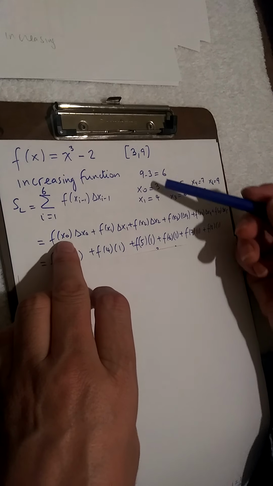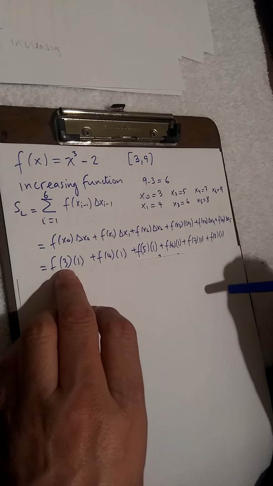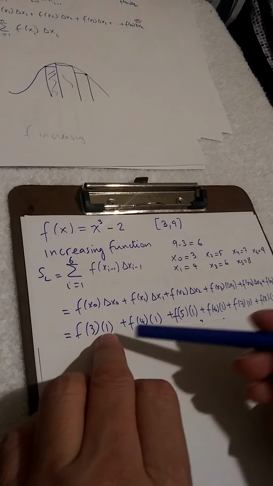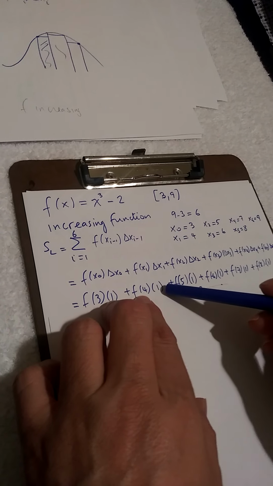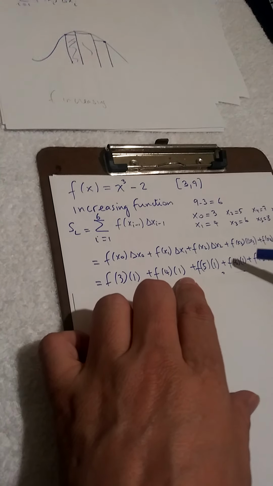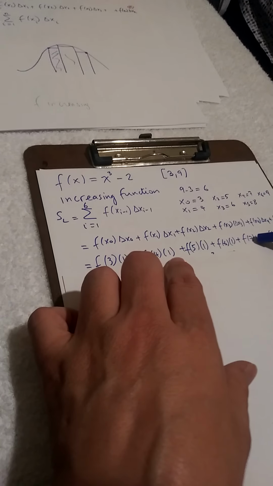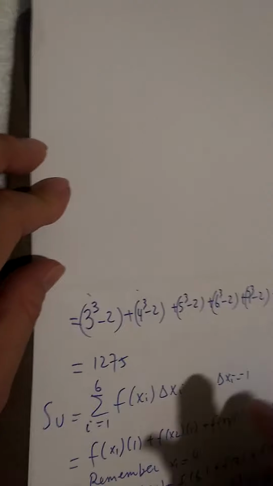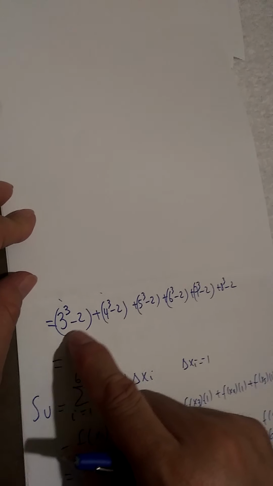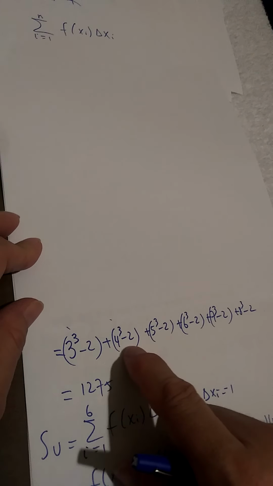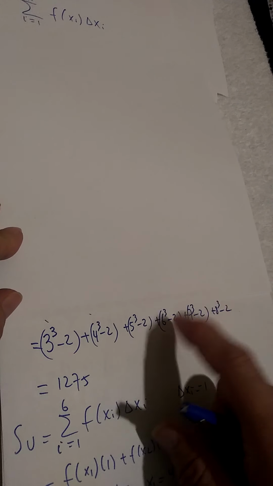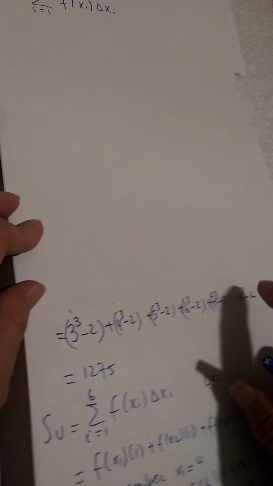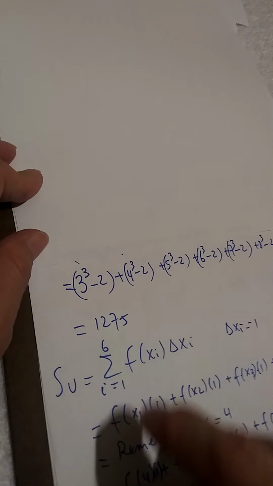F of x0, x0 is 3, so it's f of 3 times, I'm just going to write 1 for delta x, plus f of 4 times 1, plus f of 5 times 1, plus f of 6 times 1, plus f of 7 times 1, plus f of 8 times 1. So that'll be 3 cubed minus 2, plus 4 cubed minus 2, plus 5 cubed minus 2, plus 6 cubed minus 2, plus 7 cubed minus 2, plus 8 cubed minus 2, which ends up being 1275.